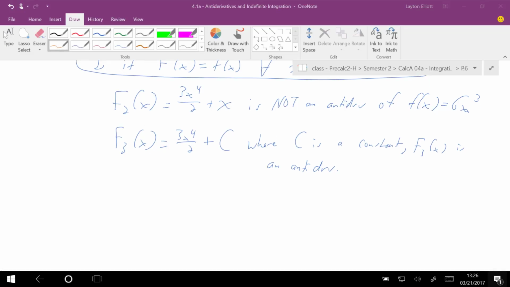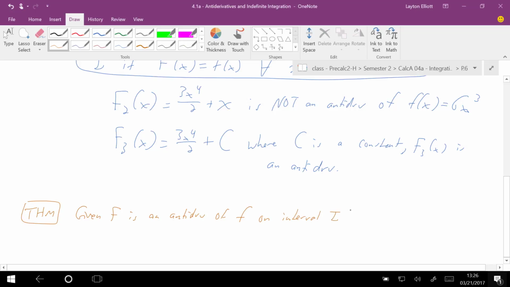So one theorem that we're going to prove, and this is important because some of you are wanting to take vector calculus next year, and if I make a theorem, you guys need to start to learn some techniques of proof. Given f is an antiderivative of little f on interval I, and given that g is an antiderivative of f on that same interval.